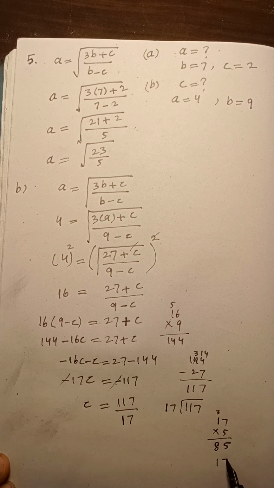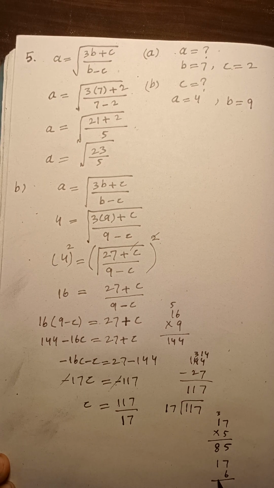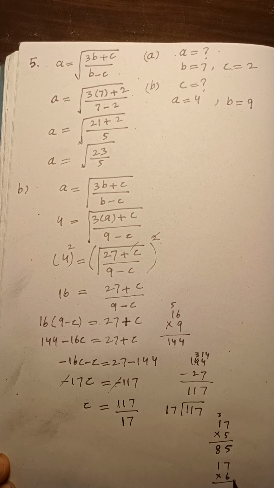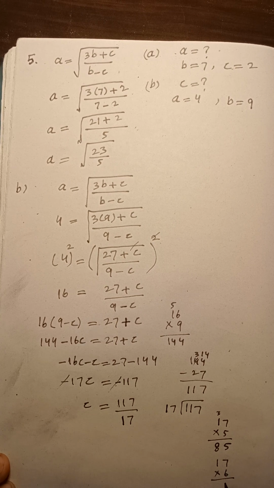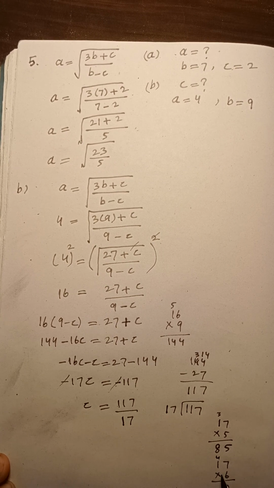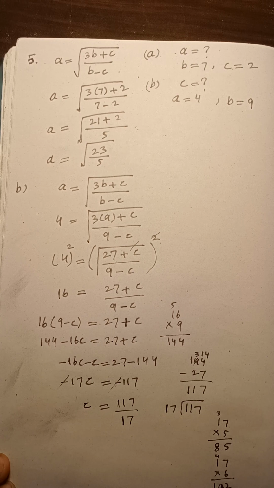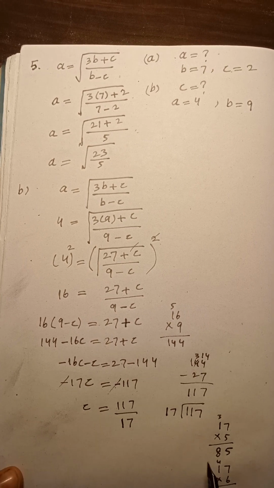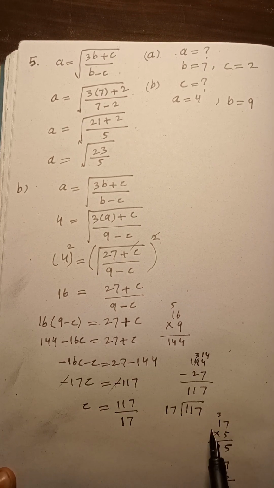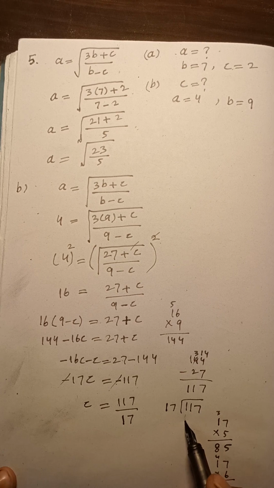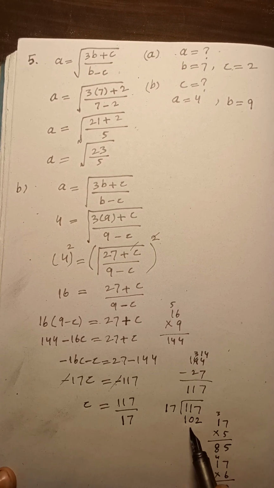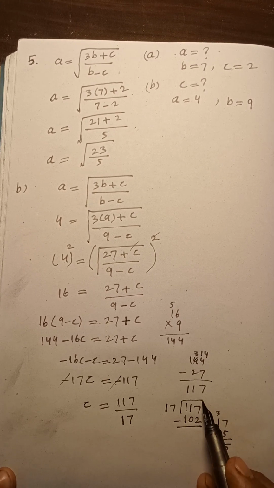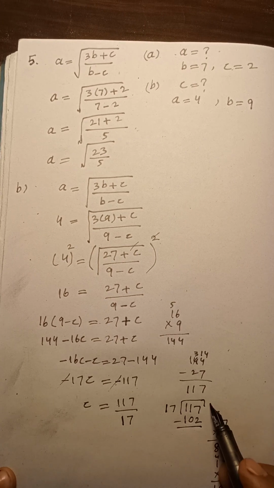Now multiply 17 by 6. 6 sevens are 42, 2 here, 4 carry, and 6 ones are 6 and 4, 6 and 4 makes 10, 102 here. 102 is closest to 117, so write 102 here, and it is by 6, so write 6 here.